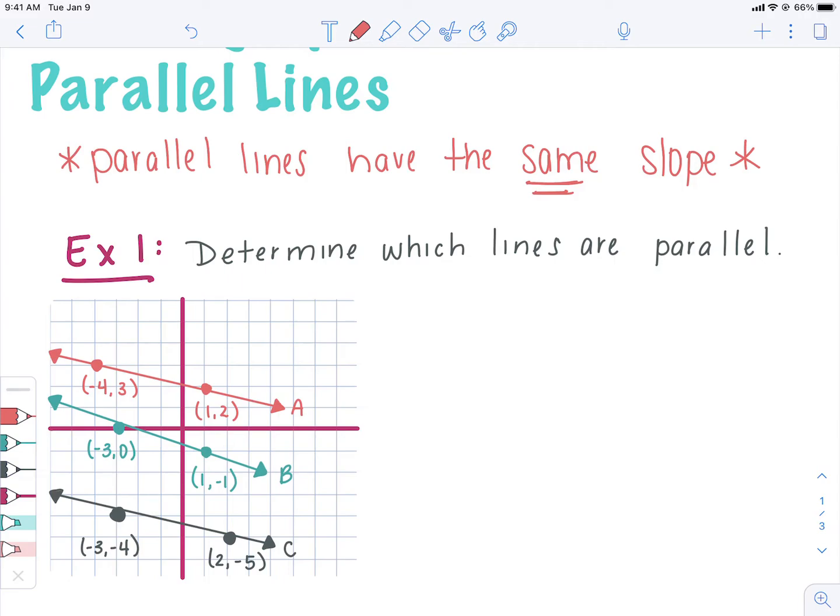So I'll give you a second to copy this graph down. So you want to use your three different color markers to draw yourself a picture of a graph. Line A should be one color, line B should be another color, line C should be your first color.